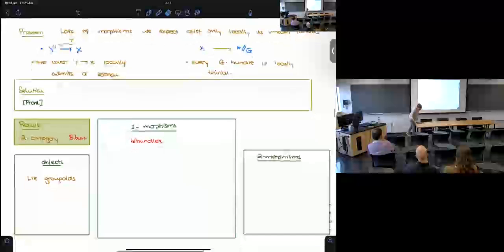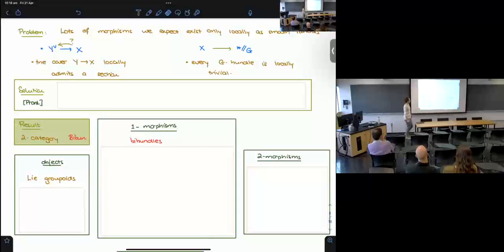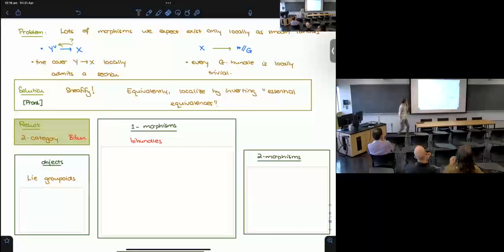And so the problem that we run into is that lots of morphisms that we were hoping to see exist only locally. So locally, our cover Y over X admits a section, and so locally this functor has an inverse. And locally, every G-bundle is trivial. And so the solution is to sheafify our definition of smooth functor. This is due to Cronk, and she formalizes it by saying, okay, we do a localization on our 2-category by inverting the things that should be invertible, so-called essential equivalences.